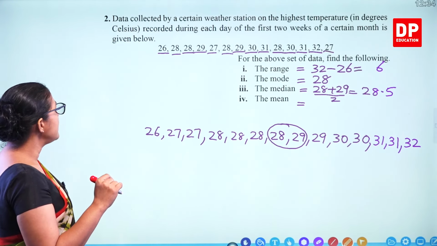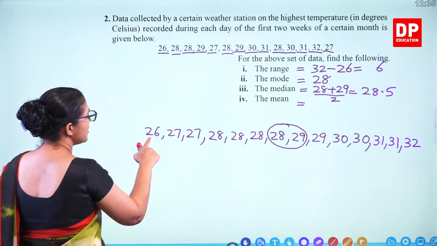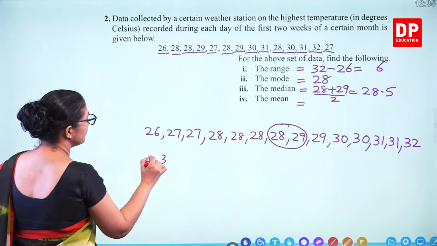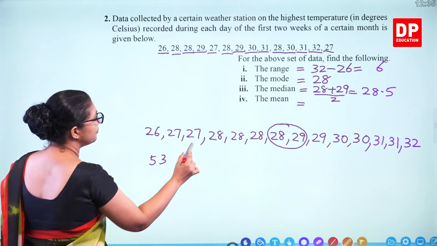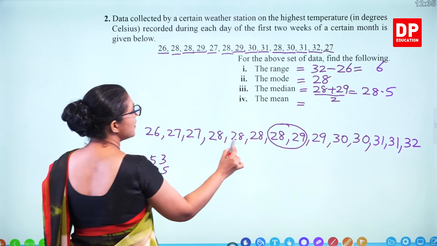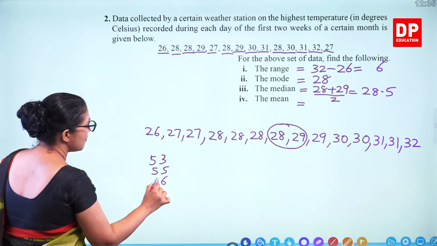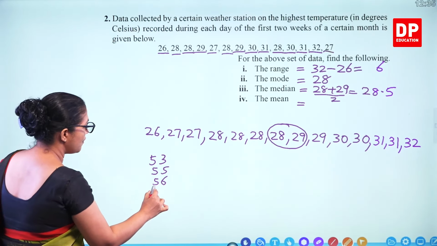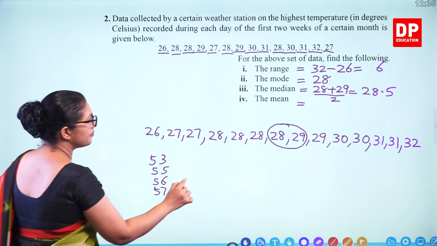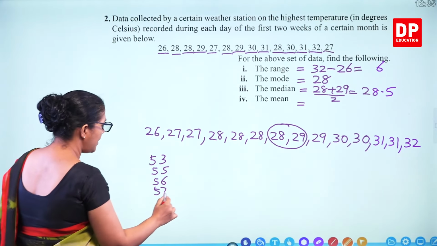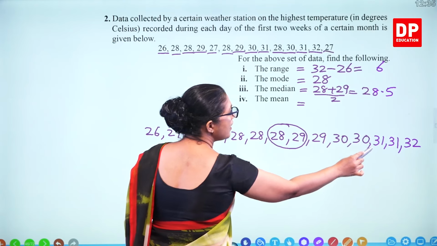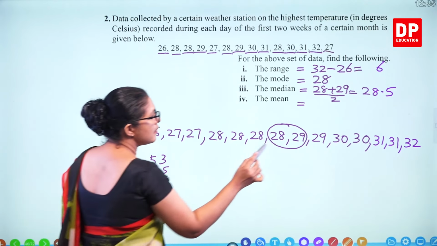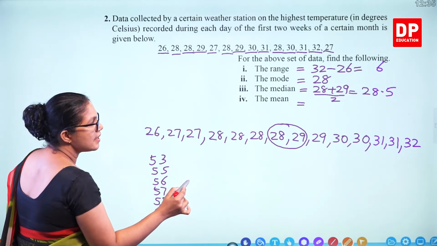So for the mean, we'll add it. When you add these two, 53. These two, 55. These two you get 56. And this one, 57. This one you get 59. And here 30 and 31 you get 61. And 31 and 32 you get 63.